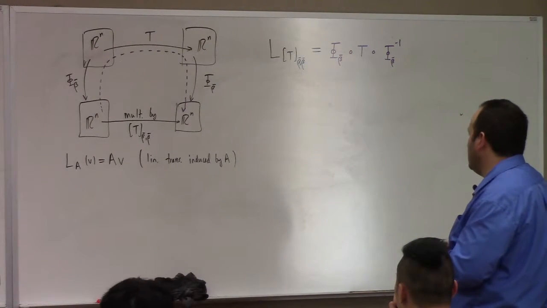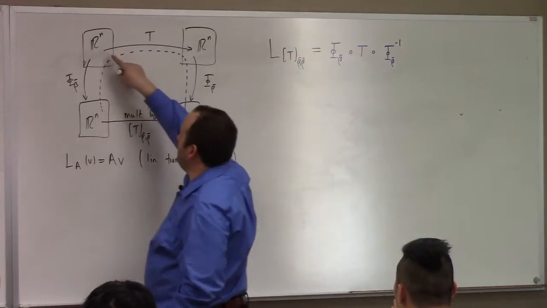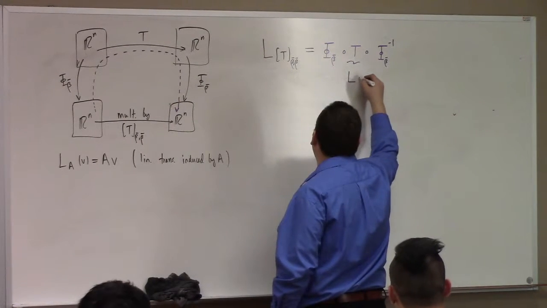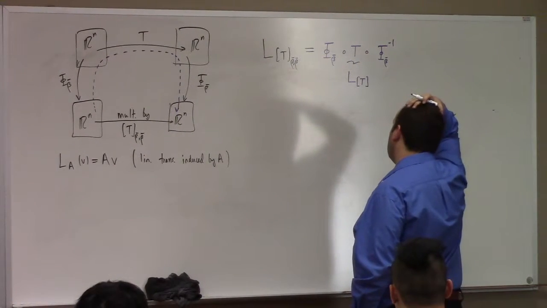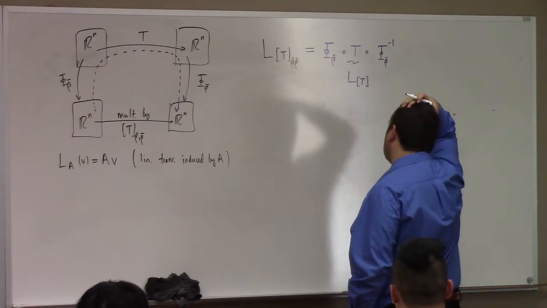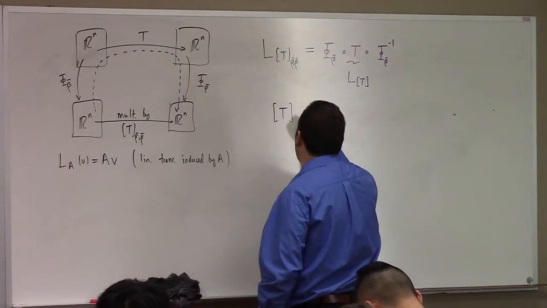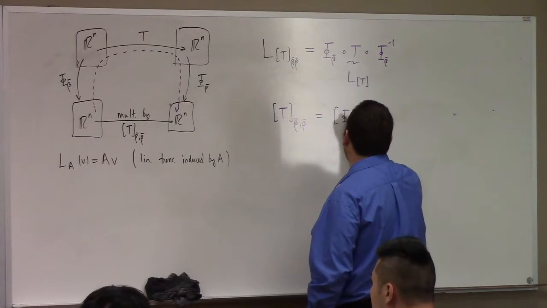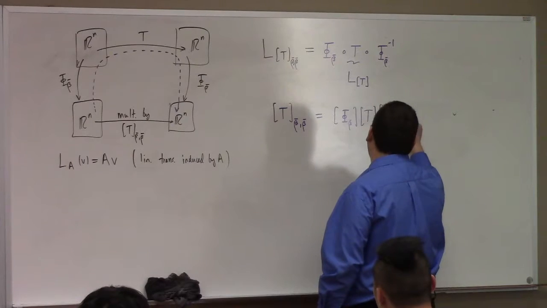But the thing is, since this is a linear transformation from Rn to Rn, I can also write this as the multiplication of just the standard matrix T. So anyway, long story short, this gives us that the non-standard matrix T beta beta is equal to the standard matrix of phi beta bar times the standard matrix of T times the standard matrix of phi beta bar inverse.